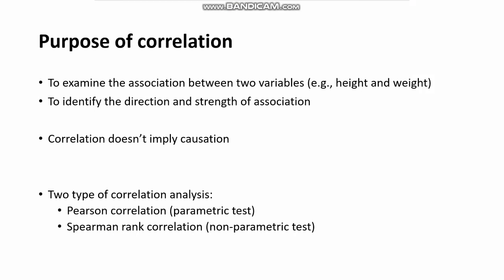Alright, so far we looked at the distribution of a single variable and we made inference about its population parameters. So in this video we will learn how to examine the relationship between two variables. For example, the relationship between height and weight of a group of people. And to answer this type of question we use a correlation analysis.